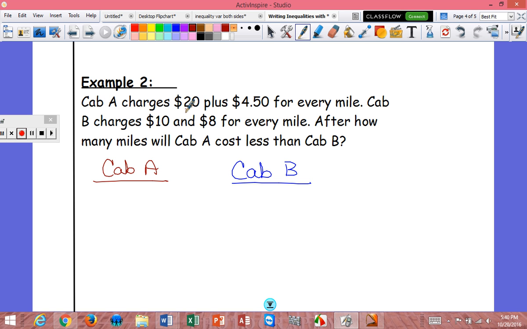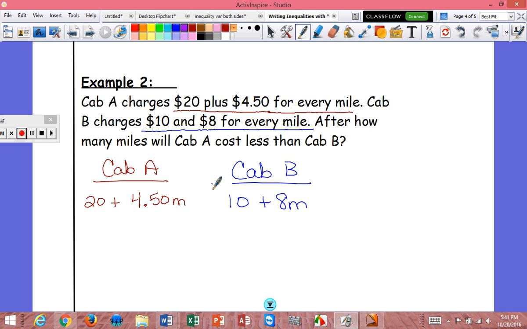So it says that cab A charges $20 plus $4.50 for every mile. So that would be 20 plus, and if it's $4.50 for every mile, we are multiplying. Now, the final question is asking about how many miles we'll have, so I'm going to use an M for the variable. So for cab A, that would be $4.50 times the number of miles, so 4.50 M. Now cab B charges $10 and $8 for every mile. So they would charge 10 plus 8M.